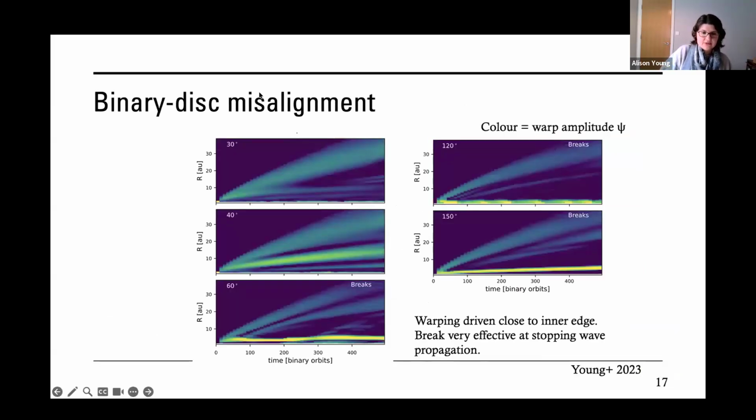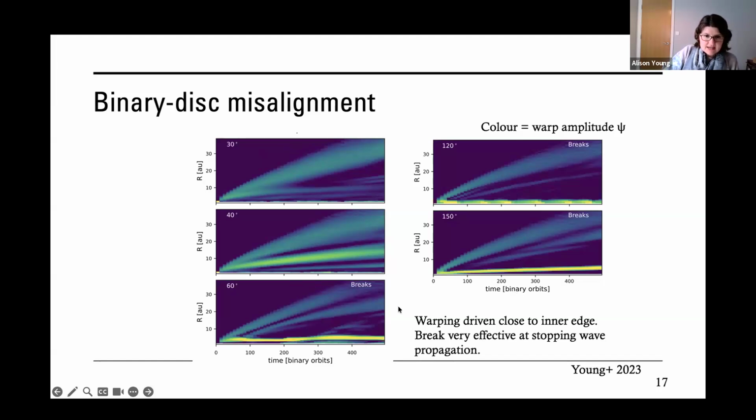So we can see what's going on more clearly in these plots. We've got the radius on the y-axis, and the x-axis is the time, so time's increasing along here. And this is showing for different values of the misalignment of the disk. The color scale is the warp amplitude. So we can see there's a warp being launched initially at the inner edge. Now, some of that is just initial disturbances that settles down with time. But crucially, we can see that the warp is propagating outwards.